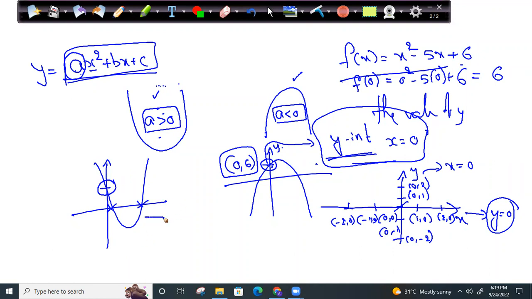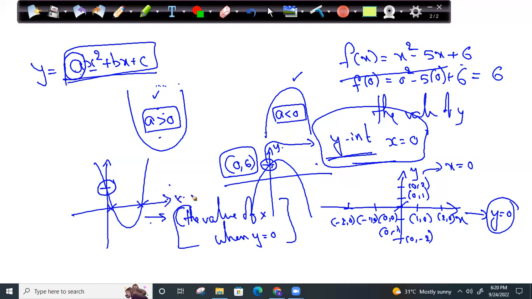How do you find the x-intercept? What is the x-intercept? The value of x when y is equal to 0. It is called the x-intercept because it is the point where the graph touches the x-axis. That is what Jayesh told me a few minutes back.